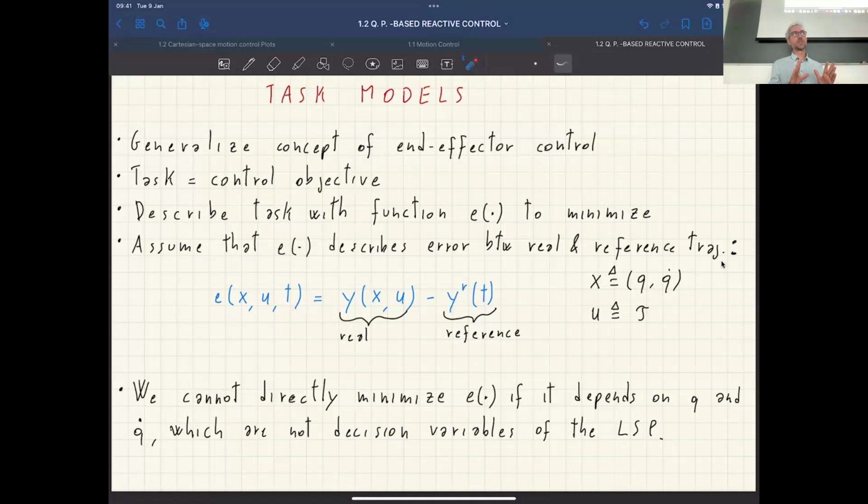Because so far we have discussed joint space control and Cartesian space control. And now we are simply going to generalize the concept of Cartesian space control to the more general concept of task space control. So let me give you some examples to motivate why we need this.